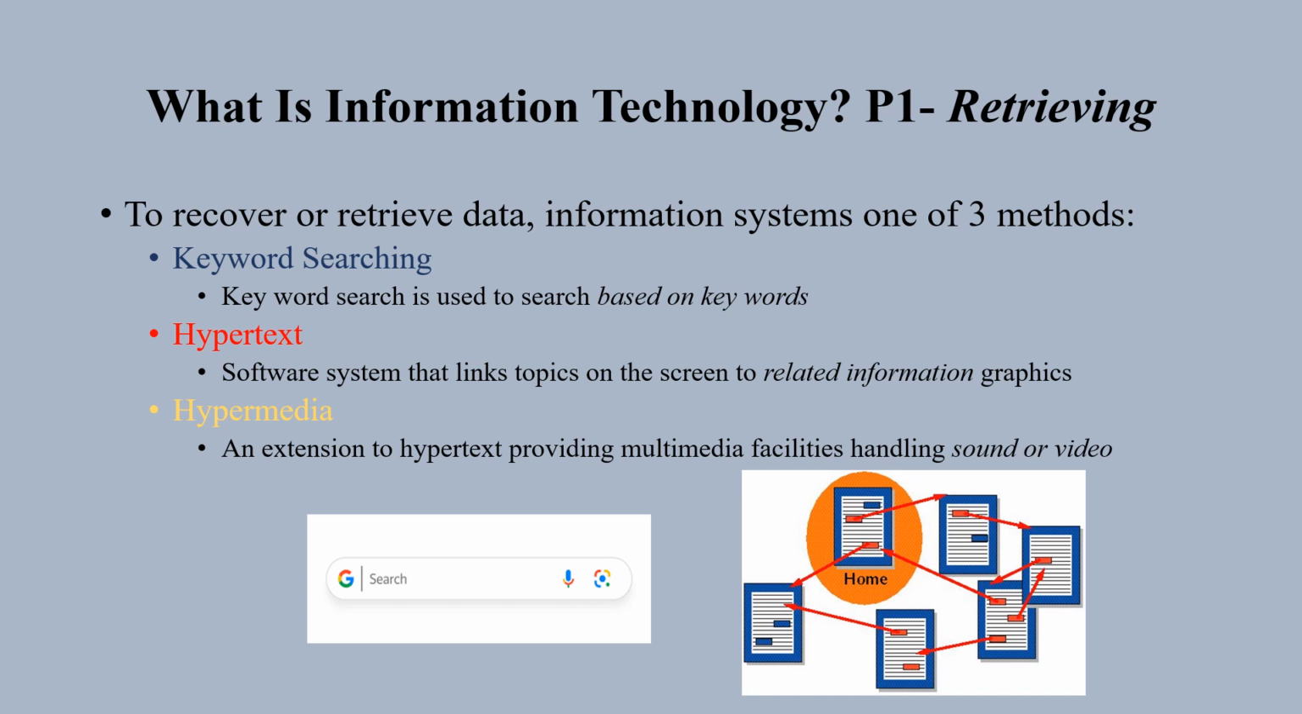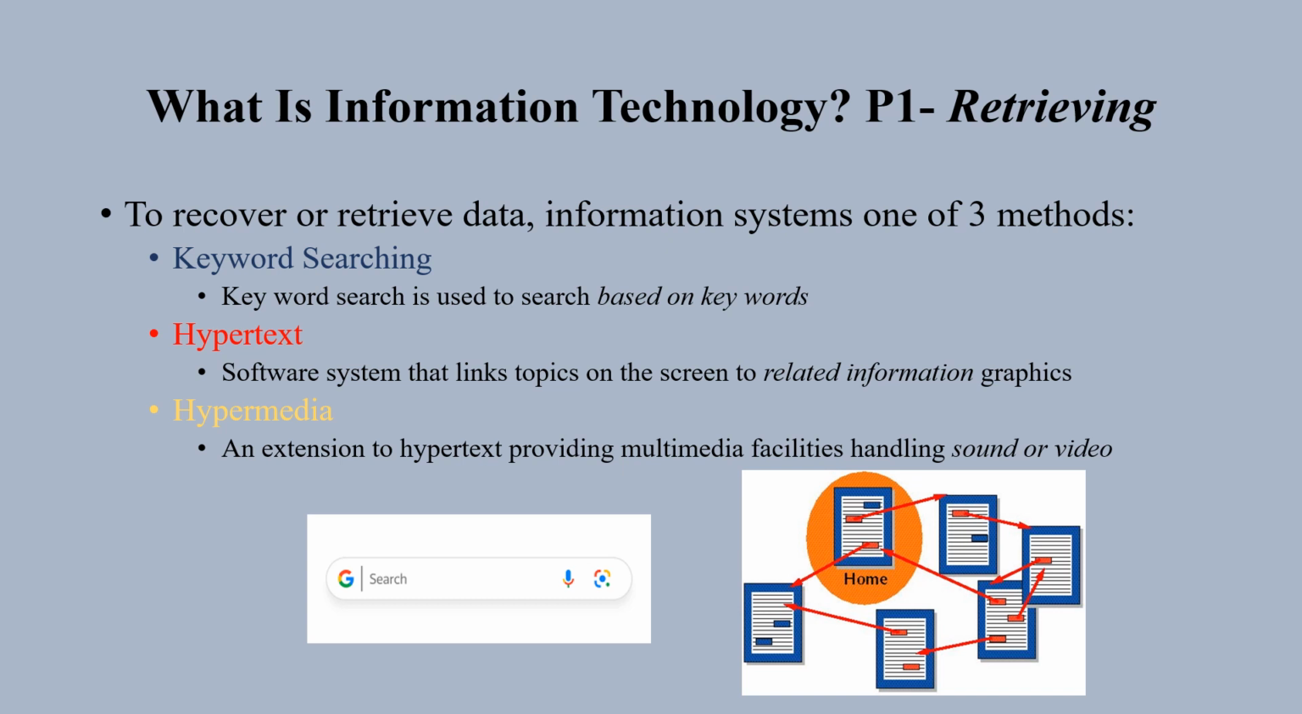Next, information systems retrieve data. To recover or retrieve data, they can use one of three methods. Keyword searching. Keyword searching is used to search based on keywords. So when you're on Google, Bing, or whatever website you may use and you type in whatever you're looking for, that's keyword searching. Hypertext is a software system that links topics on the screen to related information graphics.